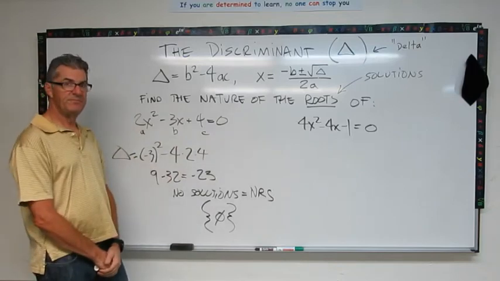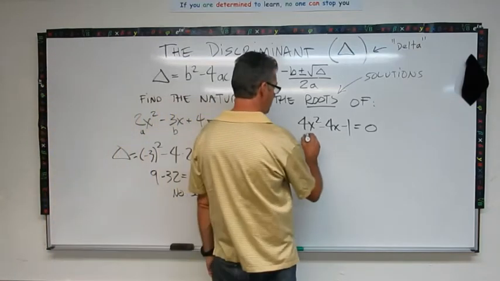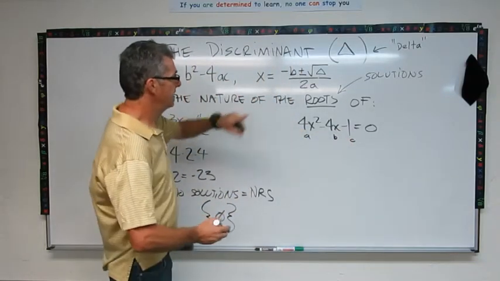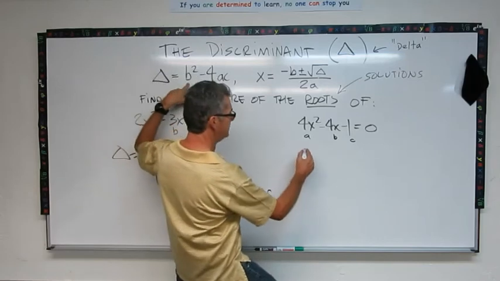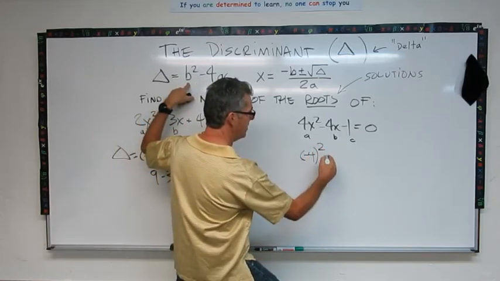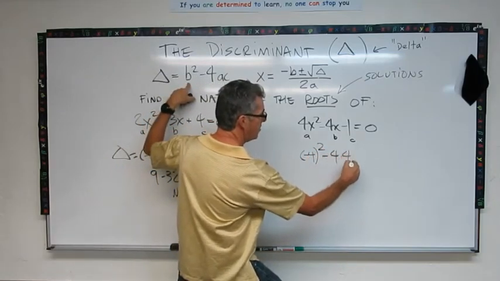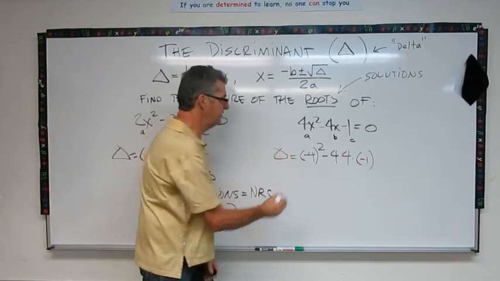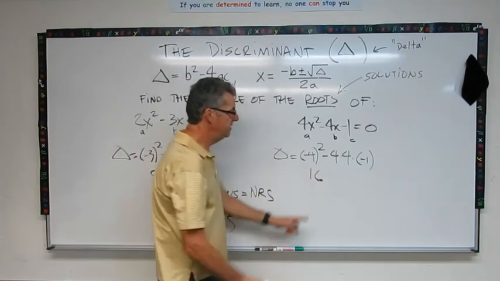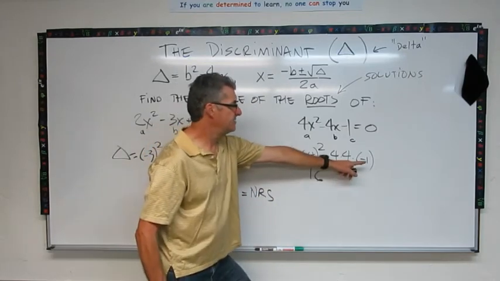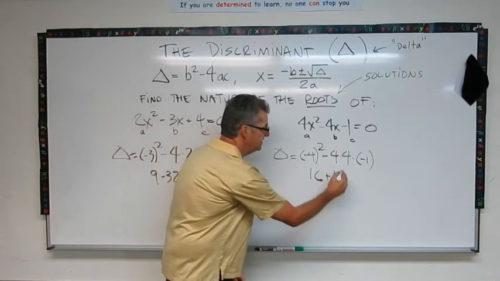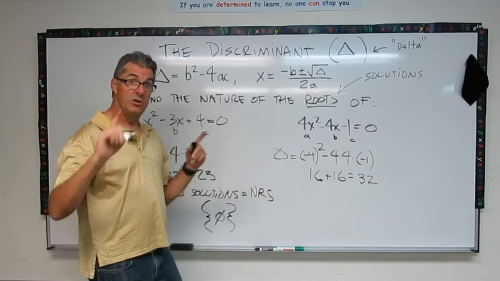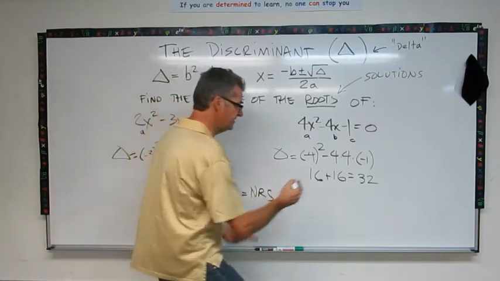Pause the video. Okay, let's see how you did. Put my A, my B, and my C. This is always a good habit to do. Plug into the discriminant. So this is minus 4 squared minus 4 times negative 1. Discriminant equals. This becomes 16. 4 times 4 is 16 times negative 1. That's going to get us a plus 16. That's 32. Positive number, two solutions.